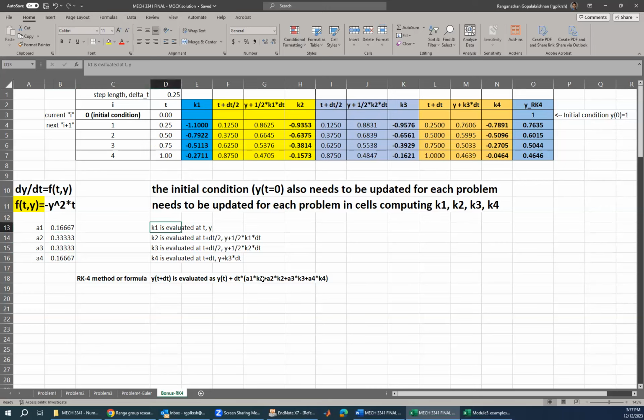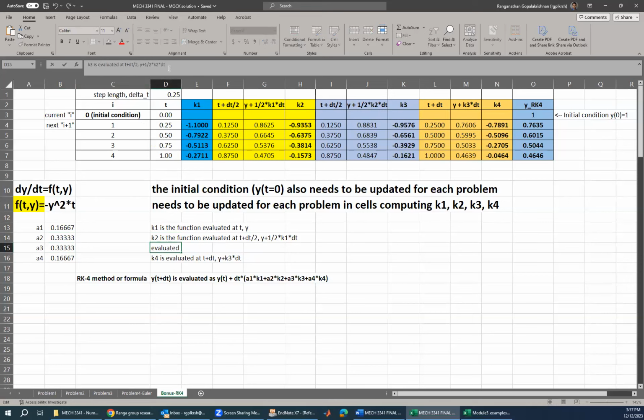And the value k1 is the function evaluated at t comma y. That's what I'm writing here, so that when you later see these notes, it will make sense. K2 is the value of the function evaluated at t plus delta t over 2 and y plus half k1 delta t.